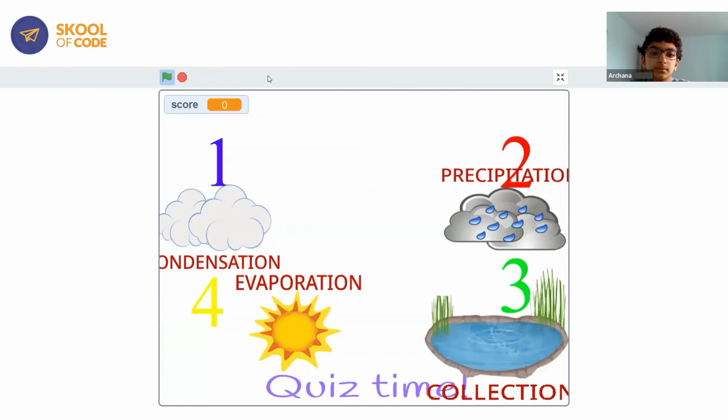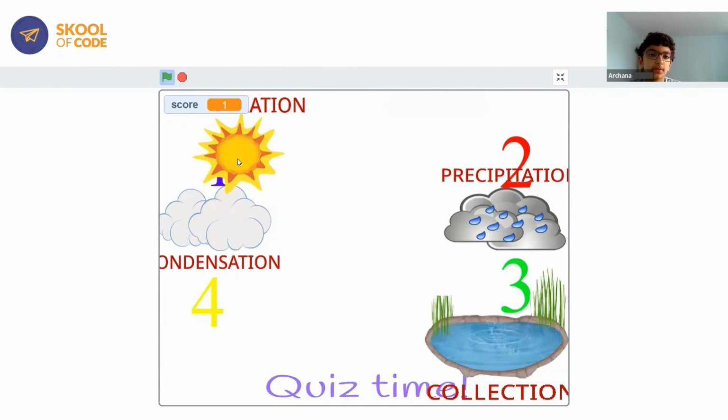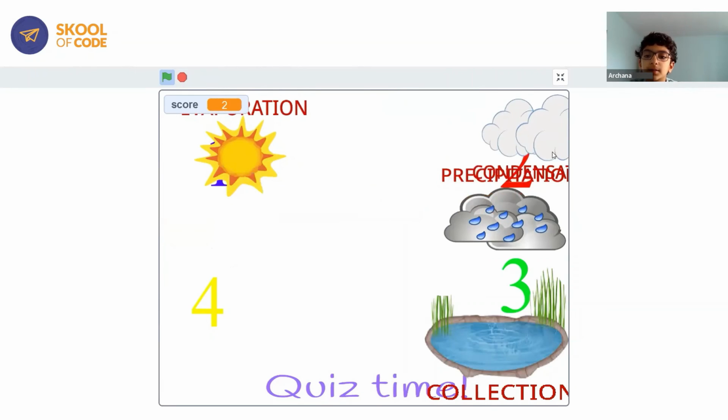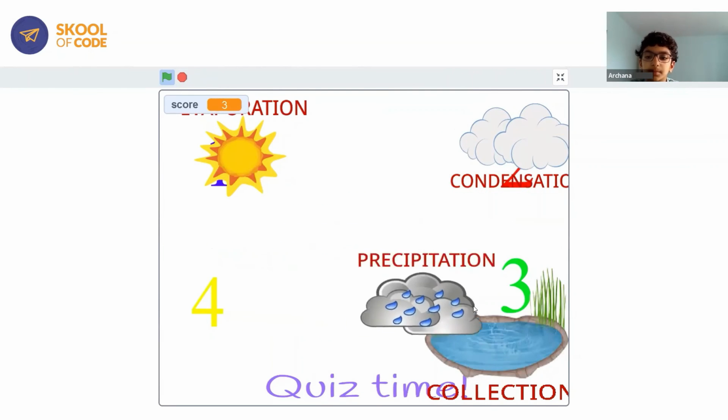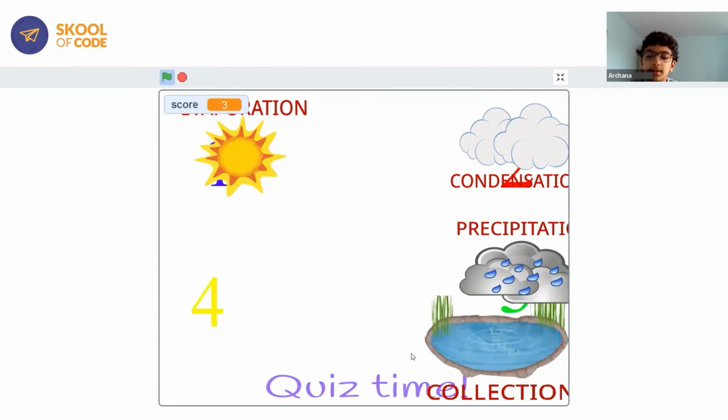All right, now it is quiz time. Arrange water cycle stages by dragging the stage to its correct sequence number. So evaporation comes first, so I'm going to put it here. And then condensation comes next. And then comes precipitation.